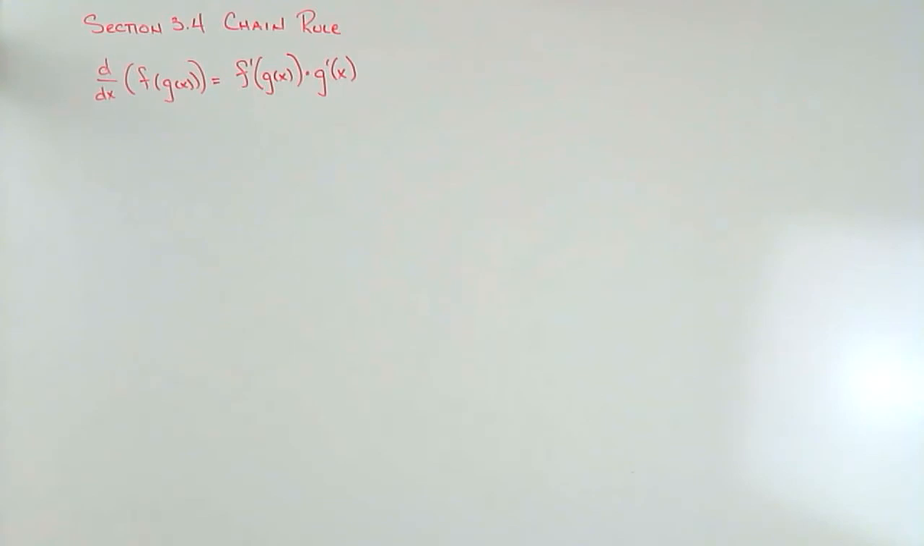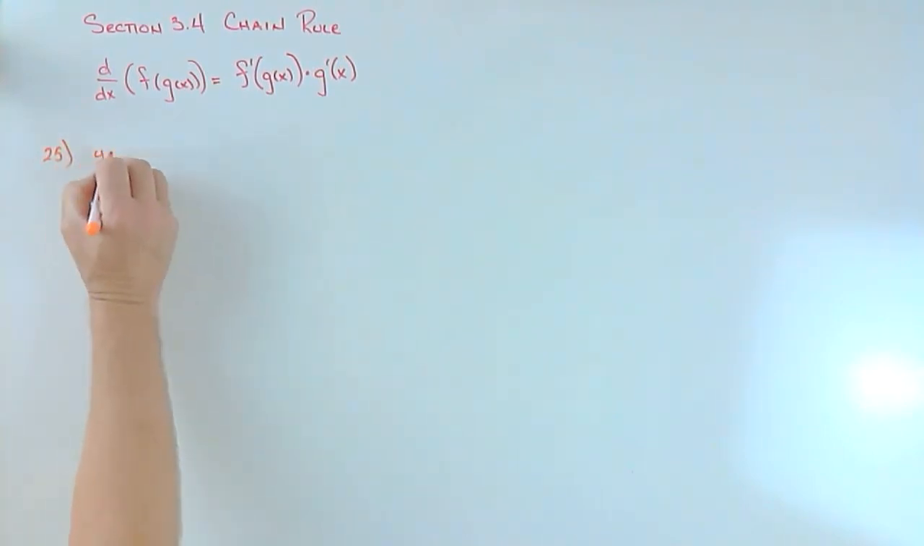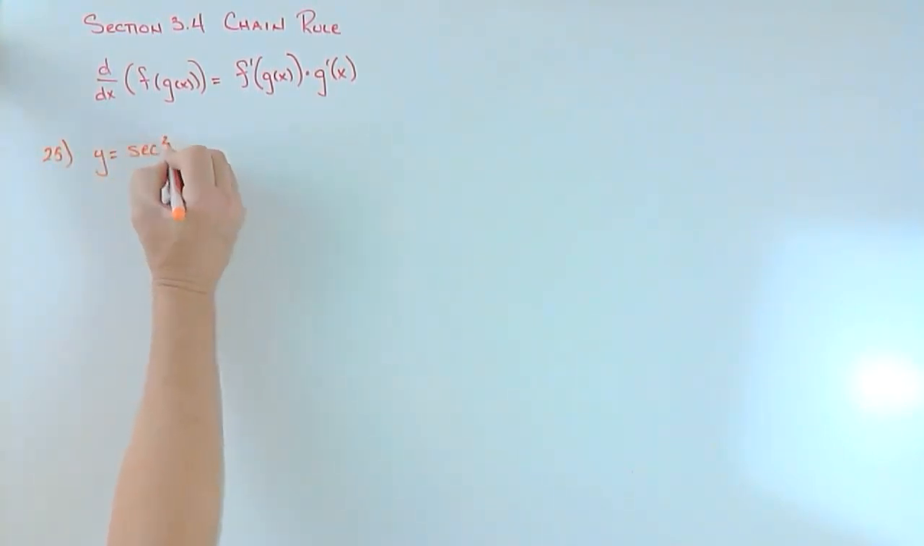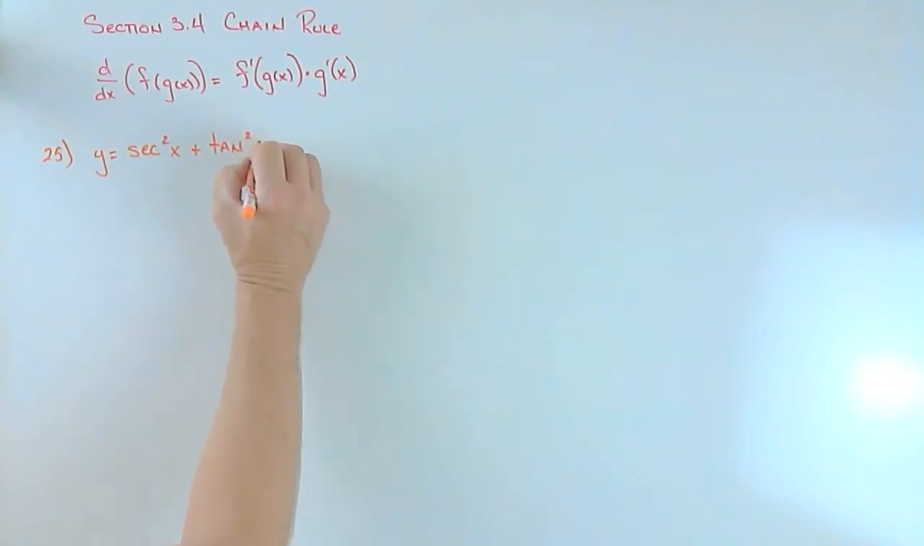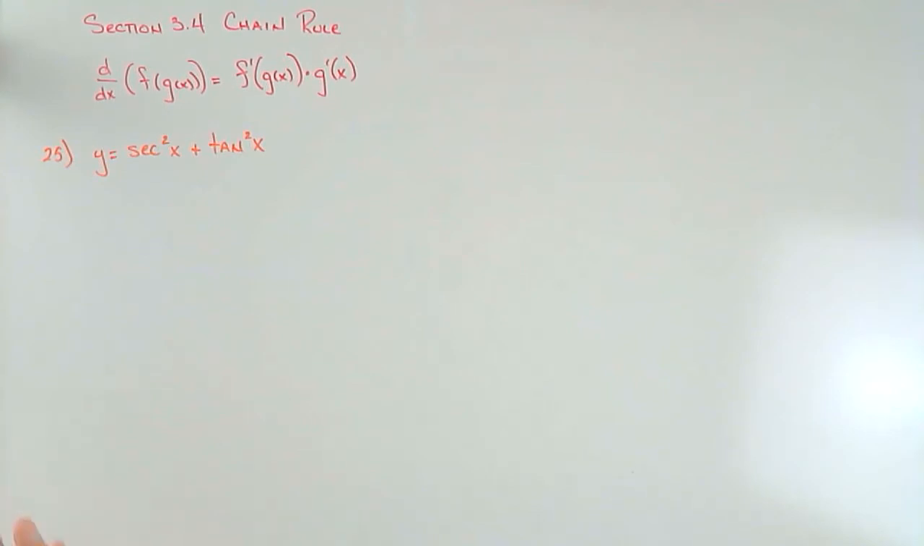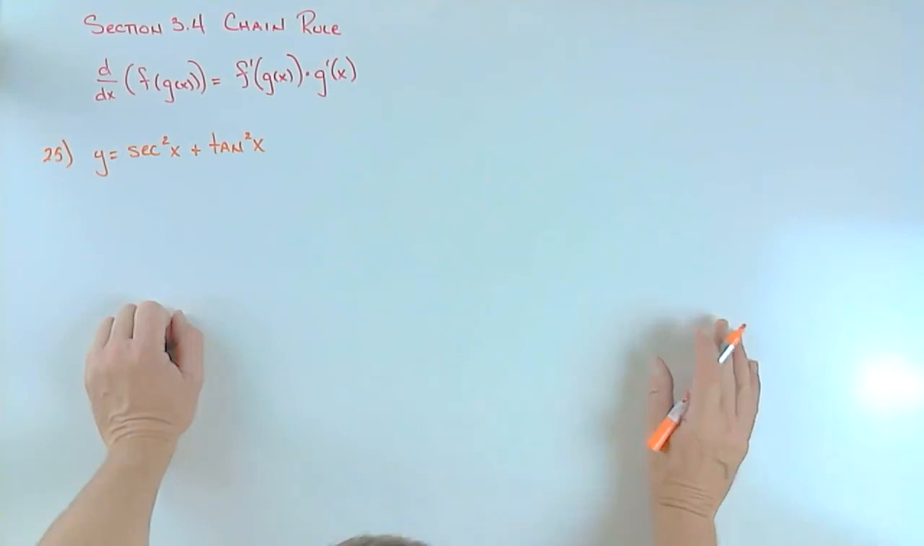Let's jump down and take a look at something like 25 because it has trig functions. Okay, so what are we doing in problem 25? 25 says we have y equals secant squared of x plus tangent squared. Now, before we even get started here, maybe in the back of your mind, something is telling you, hey, wait a minute, there's a relationship between secant squared and tangent squared. And if there isn't something in the back of your mind telling you that, well, then you need to review your trig identities a little bit.